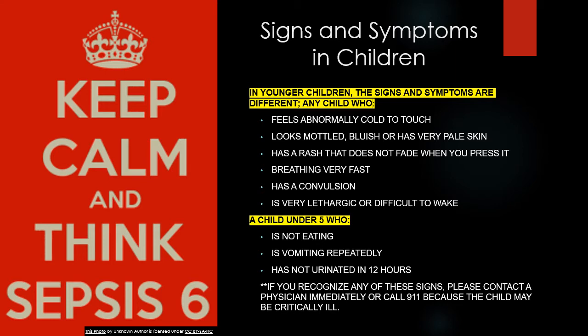Keep calm and think sepsis. Signs and symptoms in children. In younger children, the signs are very different. So any child who feels abnormally cold to touch, looks mottled, bluish, or has very pale skin, has a rash that does not fade when you press it, is breathing very fast, has a convulsion, or is very lethargic or difficult to wake. But there are other signs in children under 5 that you should be aware of, which are if he or she is not eating, is vomiting repeatedly, or has not urinated in the past 12 hours. If you recognize any of these signs, please contact the physician immediately or call 911, because the child may be critically ill.